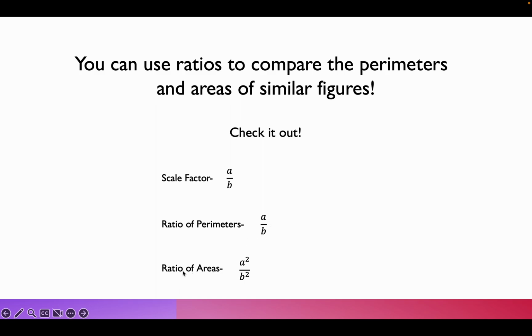If it's the ratio of areas, I would take the measure of the inside, I would just square each of those things, and that would actually get the sides, and that would give me the ratio of areas.